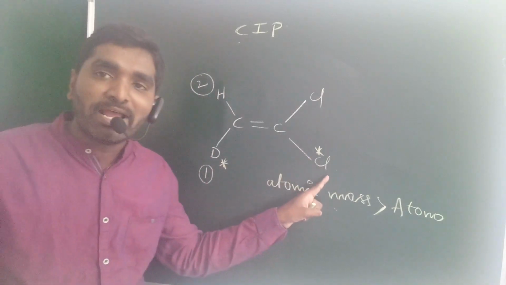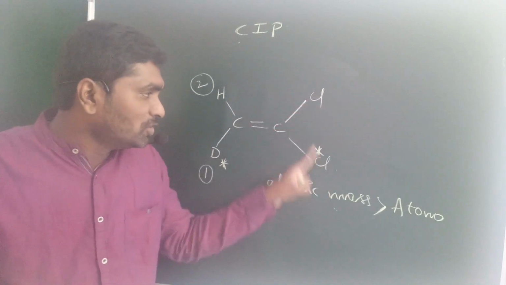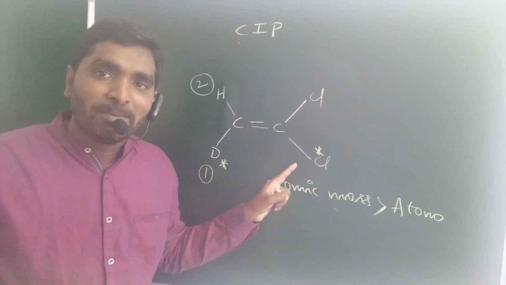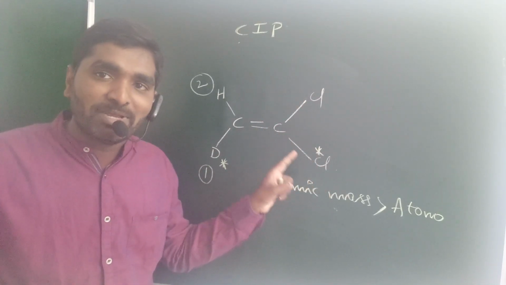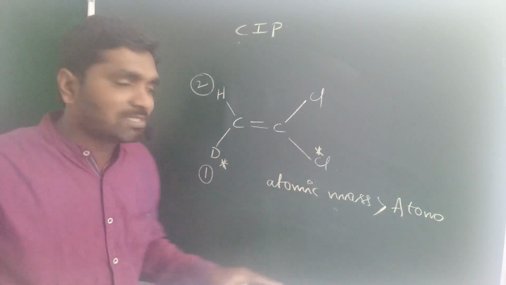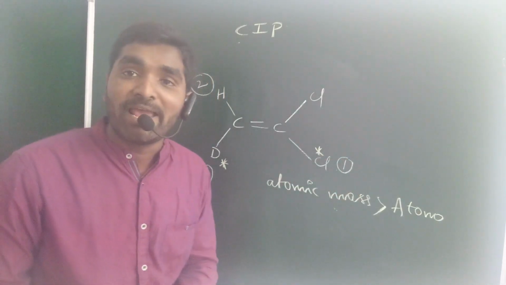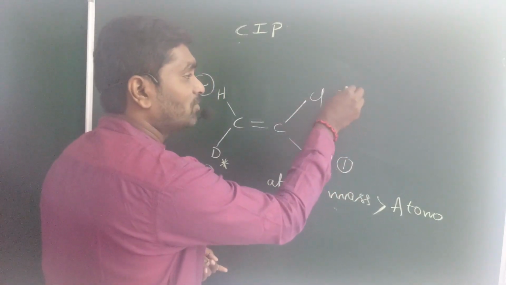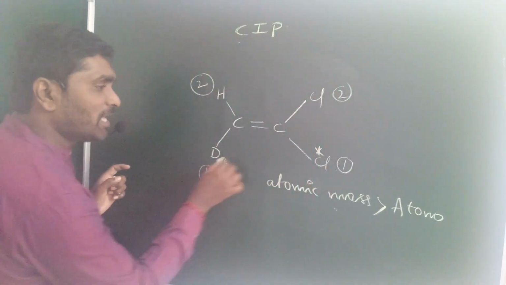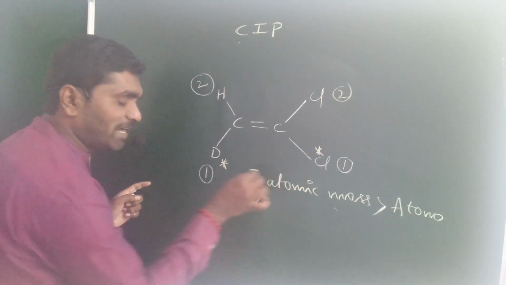Again, the chlorine isotope has more mass. These two have the same atomic number, but when you have the same atomic number, you should consider atomic mass. This chlorine isotope always gets more priority when compared with the normal atom, which is 2. So the two same-priority groups are present on the same side, which is again the Z isomer.